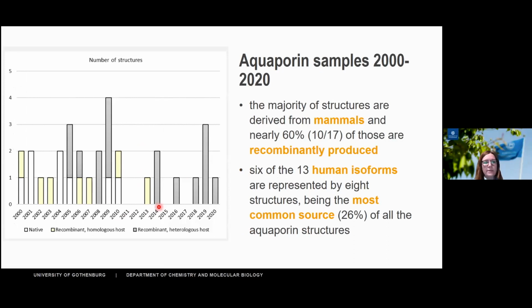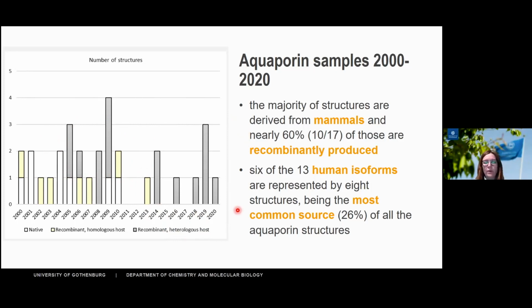So here we see the production of structures for aquaporins per year since 2000. We can then see how, in the beginning, we had the majority of our proteins produced from the native source or homologous recombinant production, and those are our bacterial isoforms. But with time, we see more and more examples of heterologous recombinant production. And in fact, from 2014, the heterologous production is dominating.